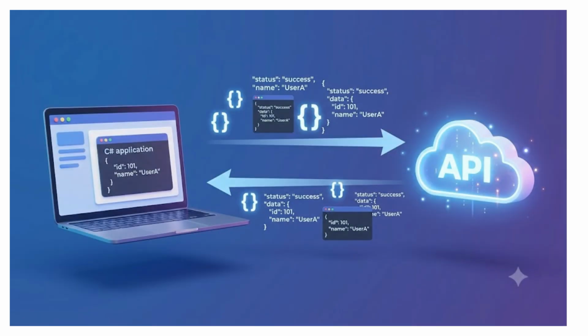Here, we can see the basic communication between a C# application and an API. The application sends a request to the API. The API receives the request and processes the information. Once processing is complete, the API sends a response back to the application. That response is commonly returned as structured JSON data. So remember, the application sends the request, and the API returns the response.